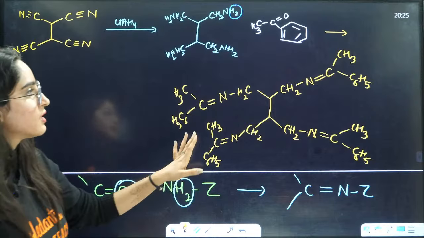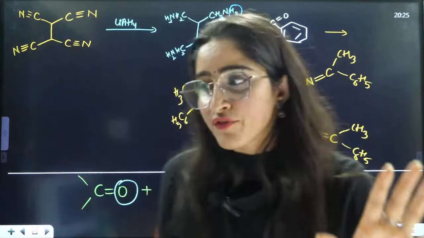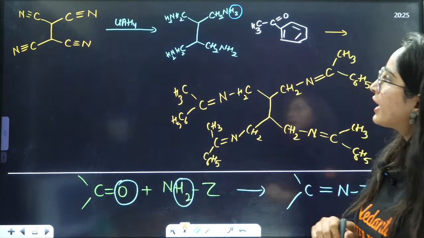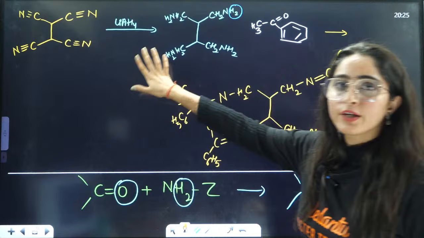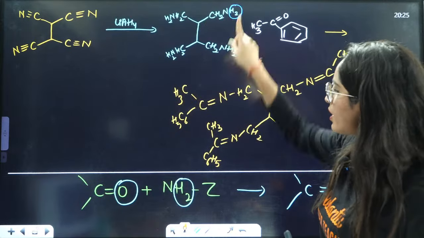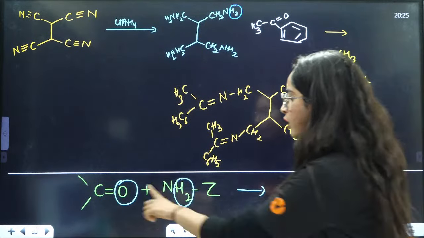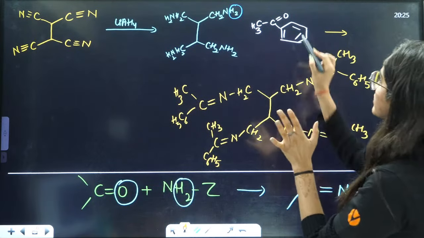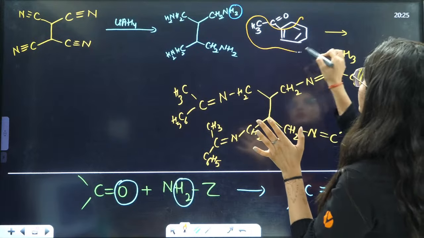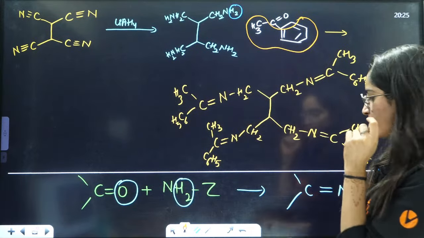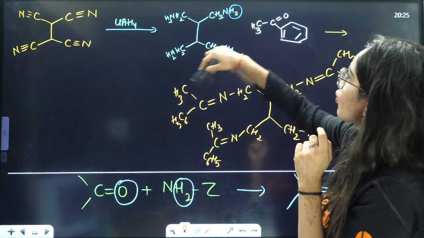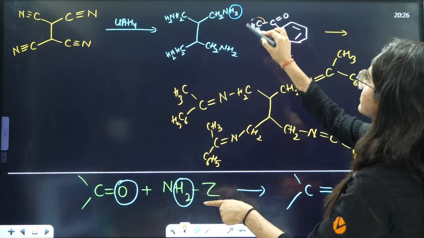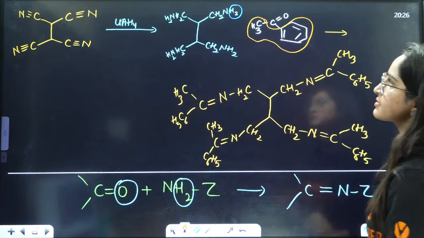Okay, guys, I tried my best to make this easy for you. What we did here: we had LiAlH4, so firstly we did the reduction. Now we will use this reagent, and oxygen will be replaced by nitrogen, then Z. What is Z here? This whole thing is Z, and this is your ketonic part that will stay as it is.